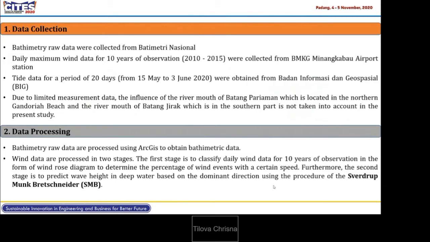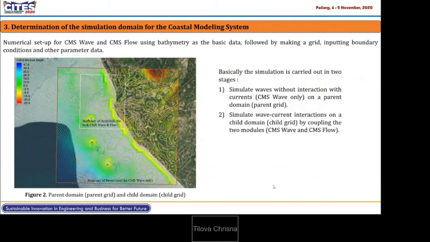The second is data processing. Bathymetry raw data are processed using ArcGIS to obtain bathymetric data. Wind data are processed in two stages. Determination of the simulation domain for the coastal modeling system. Numerical setup for CMS wave and CMS flow using bathymetry as the basic data, followed by making a grid, inputting boundary conditions and other parameter data.